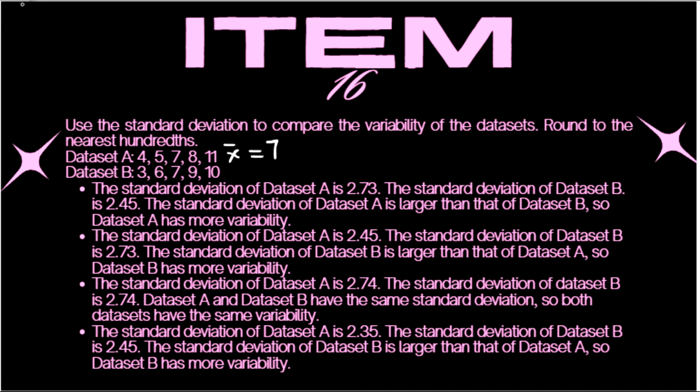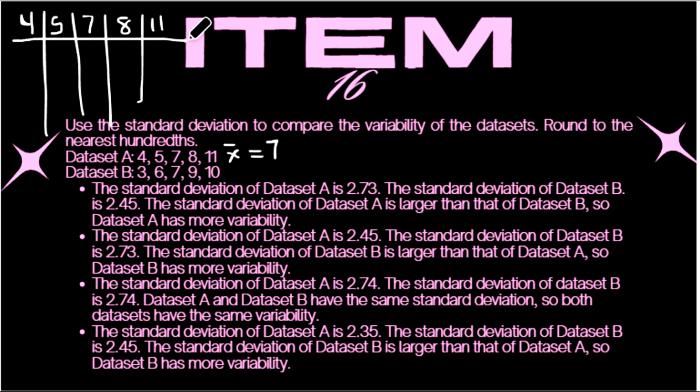Okay, so the first thing we need to do is x minus x bar. I don't even know if x bar is the correct term, but that's what I'm calling it. 4, 5, 7, 8, 11. So 4 minus 7 is negative 3. 5 minus 7 is negative 2. 0, 1, 4. Now we're going to take these numbers and square them. So that's going to be 9, 4, 0, 1, 16.